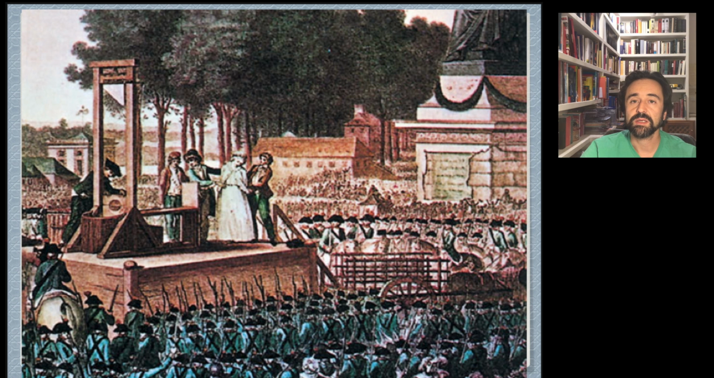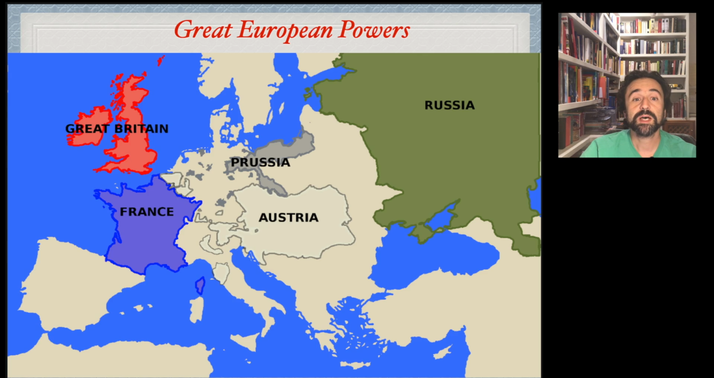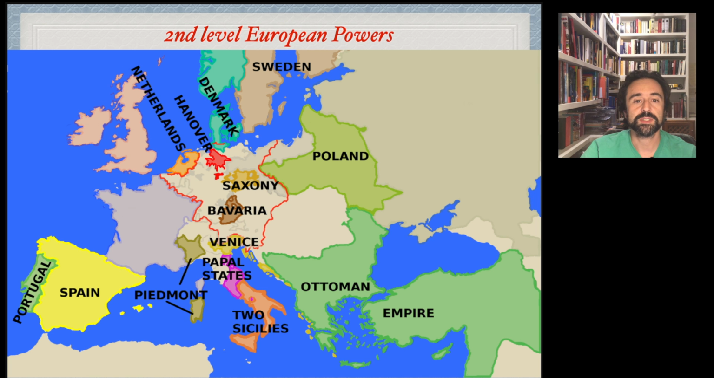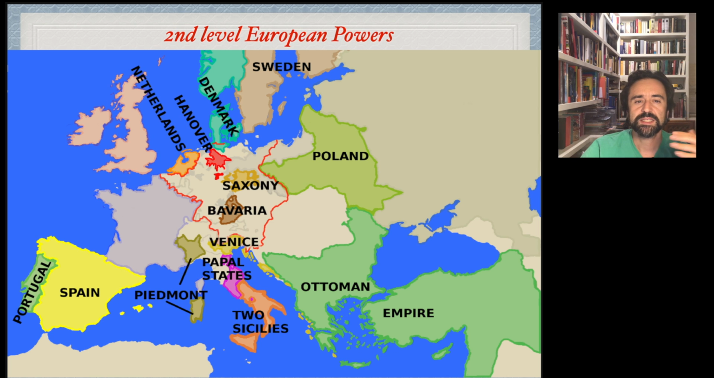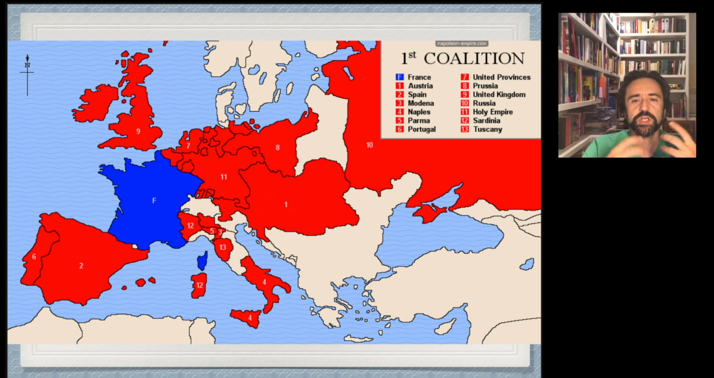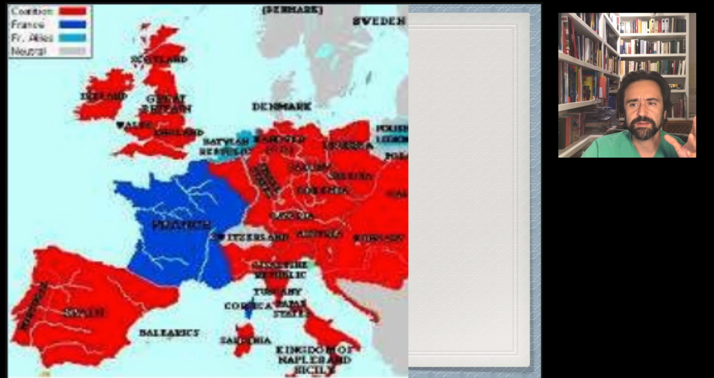And after that, his wife too. So, what happened when the first European powers, Britain, Russia, Austria, and second-level European powers like Spain and Portugal, these countries together made a coalition. This is the so-called First Coalition. They made an alliance to fight against France.